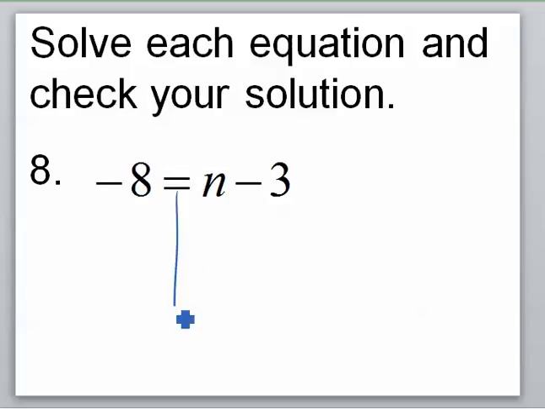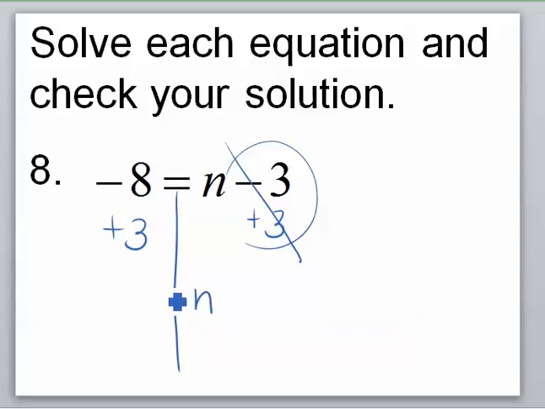On my next problem here, again, I'm trying to create 0. So the way I'm going to get rid of a minus 3, again, I'm working on the side with the variable, is I would add 3 to both sides. That does create my 0. And so I get a negative 8. I owe somebody $8. I have 3. I will still owe them 5.